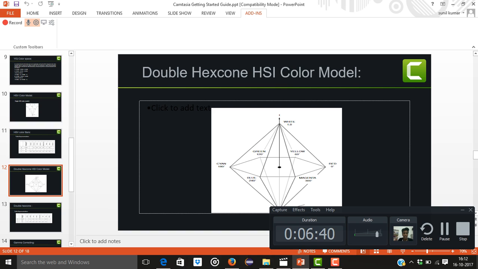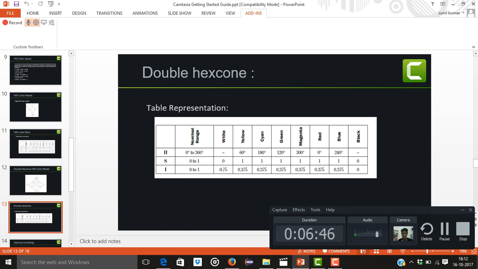Double hexagon HSI color model. In this we make use of a pyramid-like shape and a table representation for the double hexagon. From white to blue, it can accept the I value as 0.375 and white as 0.75, and black has zero values.